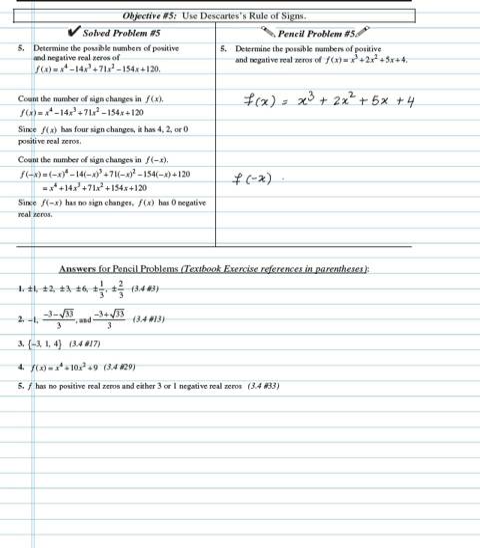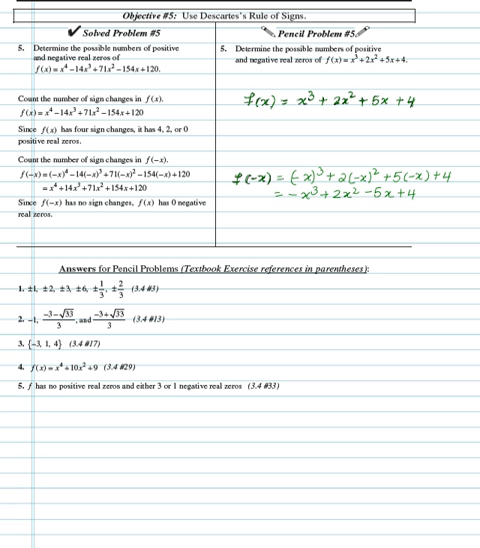Determine the number of positive and negative zeros of f of x. f of x here is x cubed plus 2x squared plus 5x plus 4. Remember, we're using Descartes' rule of signs. So first I'm going to write f of x, which is x cubed plus 2x squared plus 5x plus 4. And I'm going to find f of negative x. That's my second step. What is f of negative x? Negative x cubed plus 2 times negative x squared plus 5 times negative x plus 4. I would end up with negative x cubed plus 2x squared minus 5x plus 4.